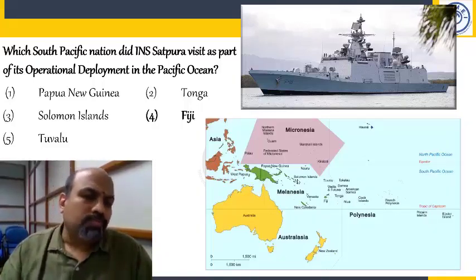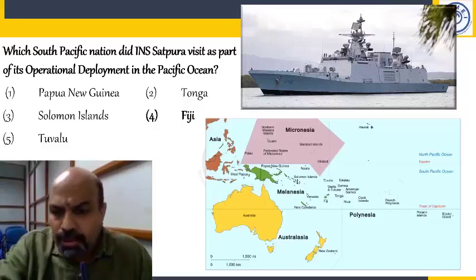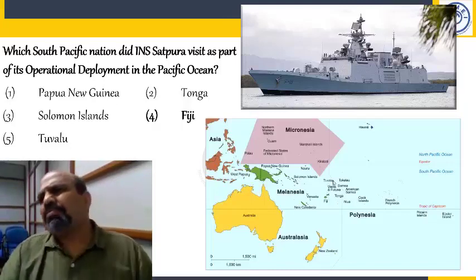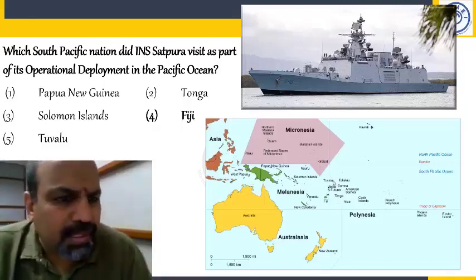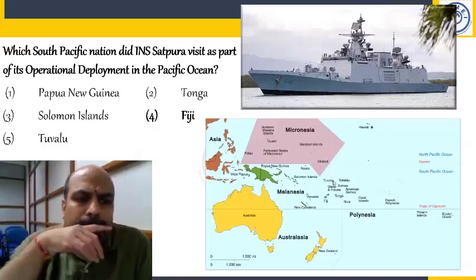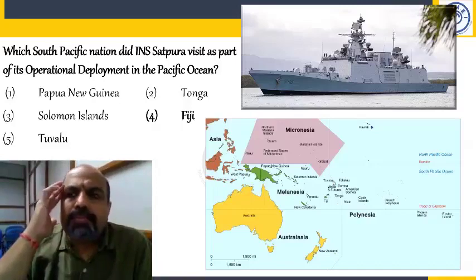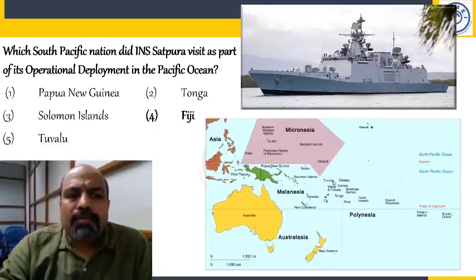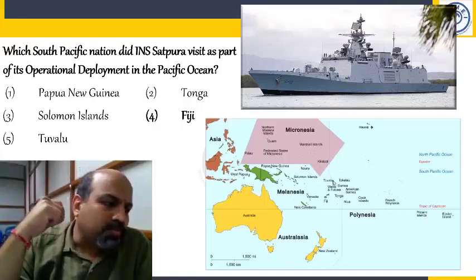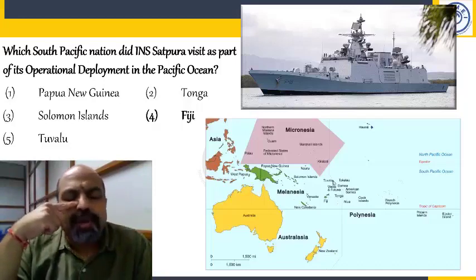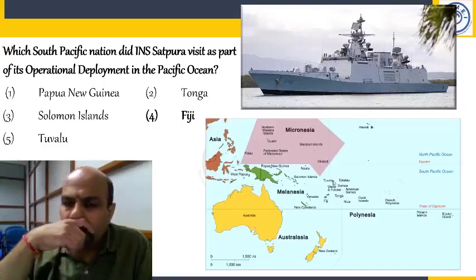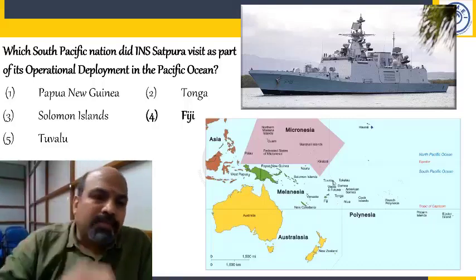Then, Tuvalu. I wanted to show you Tuvalu. This is Tuvalu. Yeah, tiny place. Its area is about 12,000 square kilometers, if I'm not wrong. Funafuti is the capital of Tuvalu. Funafuti. I want you to become familiar with this.